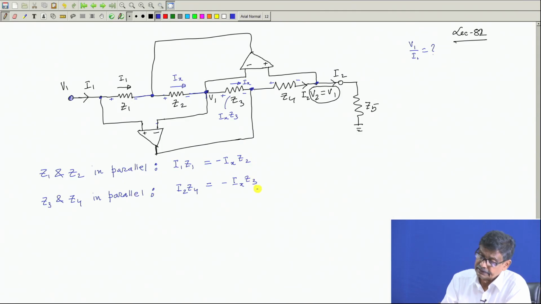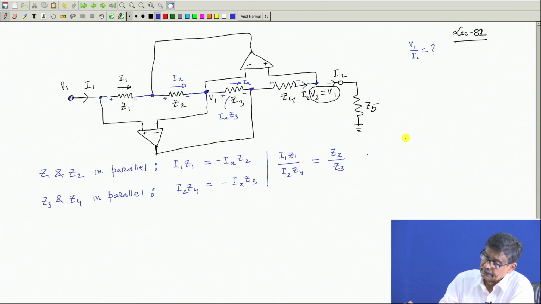Acha, if this is the case, then I can divide these two equations and get this relationship: I1 Z1 divided by I2 into Z4, Ix goes away and you are left with Z2 by Z3, like this. Therefore, this is the thing. So, this is one equation.